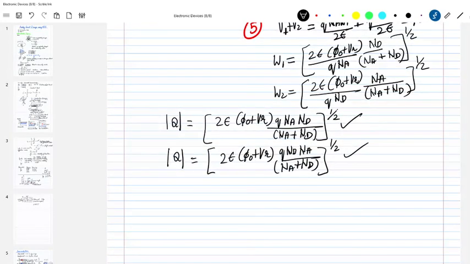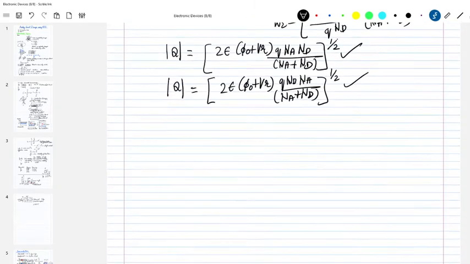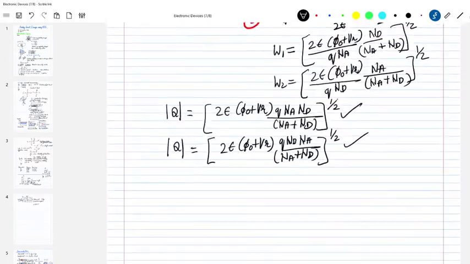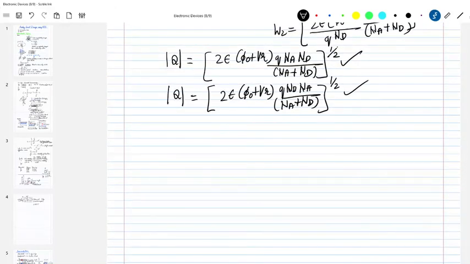Okay, so what I have shown you over here is various equations for a p-n junction diode. Now there are some more characteristics to a p-n junction diode. Let's say Na is much larger than Nd. What it means is that W1 is going to be much smaller than W2, to an extent that W1 vanishes.